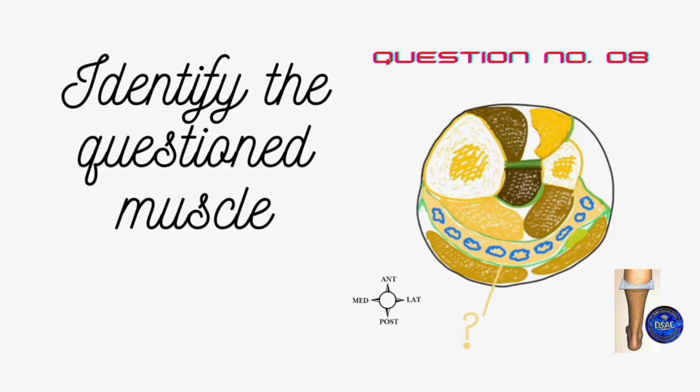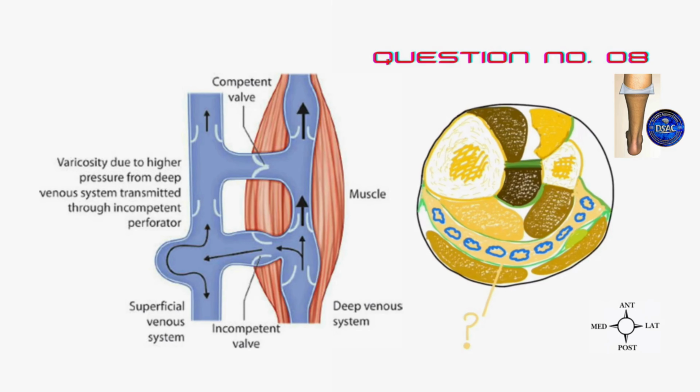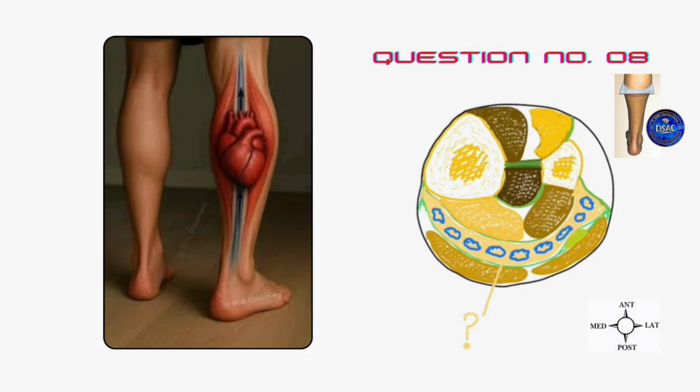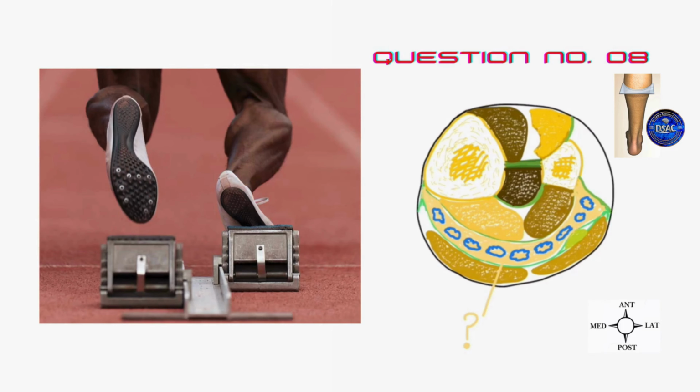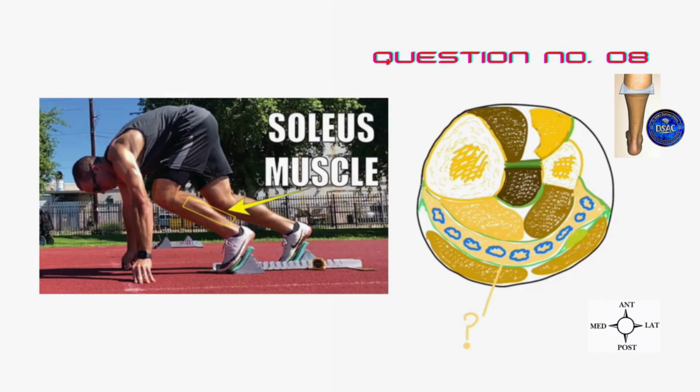Identify the questioned muscle. This muscle is soleus, often referred to as a peripheral heart. It has venous sinusoids filled with venous blood. It communicates with the indirect perforator veins, helps in anti-gravity return of blood to the heart. The soleus is the most effective muscle for plantar flexion in a bent knee position. It acts as a first gear while running, helps you to push your body off the ground.